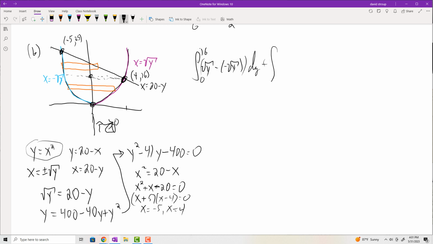Okay. And then we're going to change things, right? From 16 to 25, the top curve is the equation of the line, and then the bottom curve is the blue curve again. Gotta be careful with the signs.